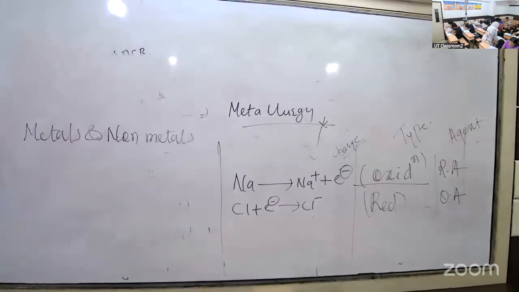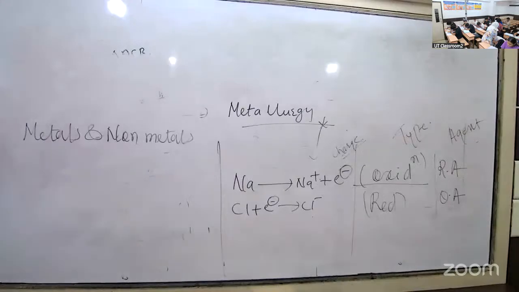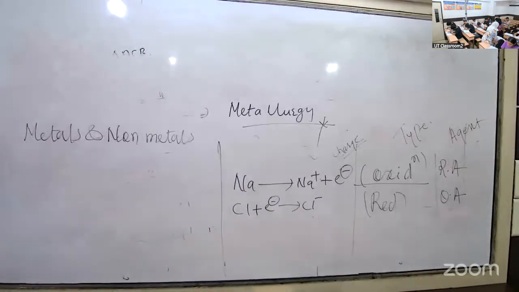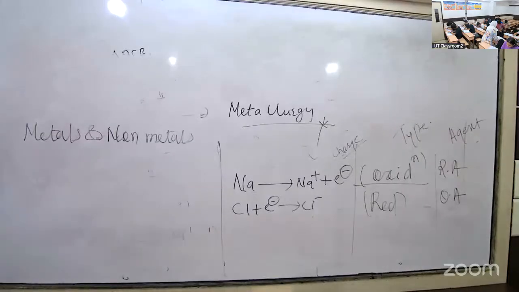Define the following terms. First one, metal. Second, non-metal. Third, oxidation. Fourth, reduction. Then oxidizing agent and reducing agent.